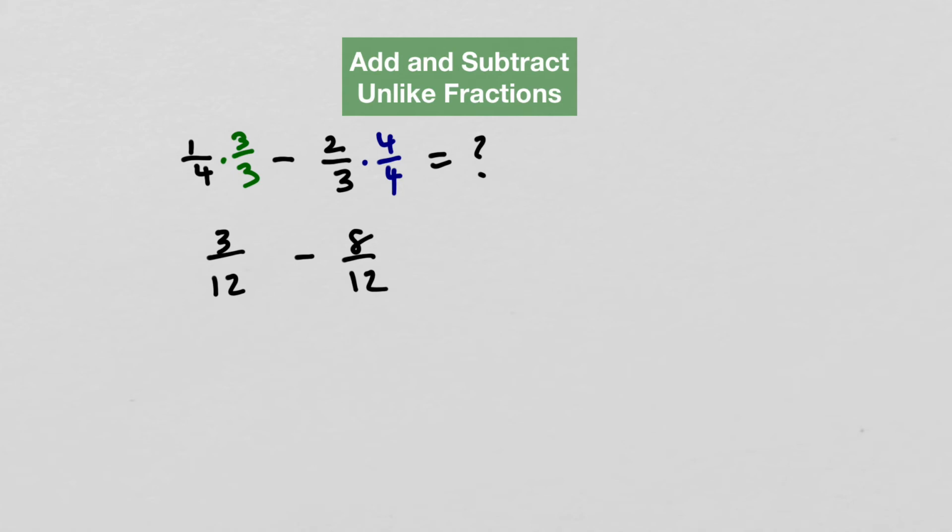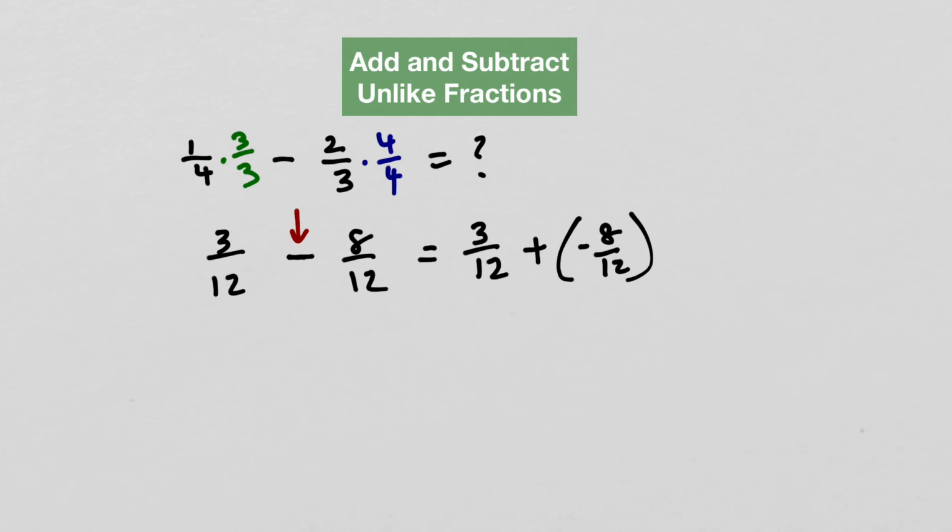Okay, well, how do we do this? We need to change this negative right here. Okay, this negative right here. We don't like that. So we're going to rewrite this so it looks like this: 3/12 plus negative 8/12.